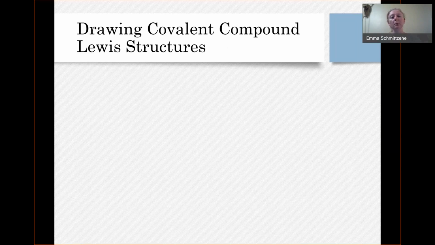So what I'm going to do is go through kind of a list of guidelines on how you could draw a covalent compound's Lewis structure. Okay, and if you follow these steps, if you really follow them in order given and follow through with each step, then you should always be able to come up with a valid Lewis structure.